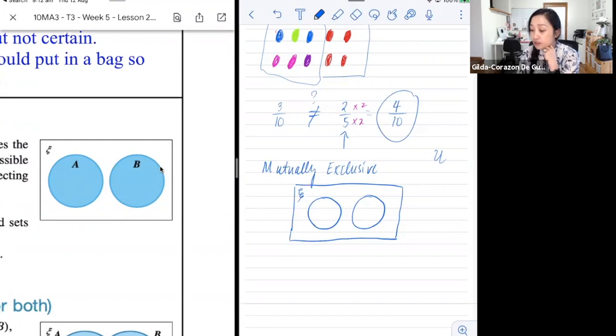Anyway, we want to be different. So A and B, as I've said last time, you can write down or name the sets outside or inside, whichever space you'd be able to remember and name them. So these are two mutually exclusive events. They are what you call your disjoint sets because they don't have anything in common.